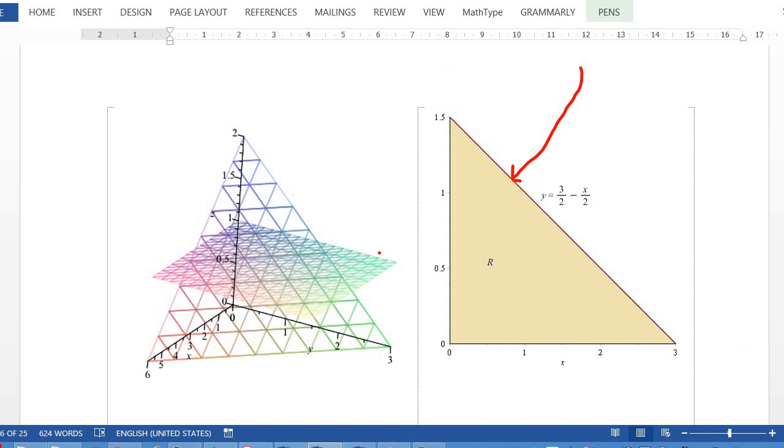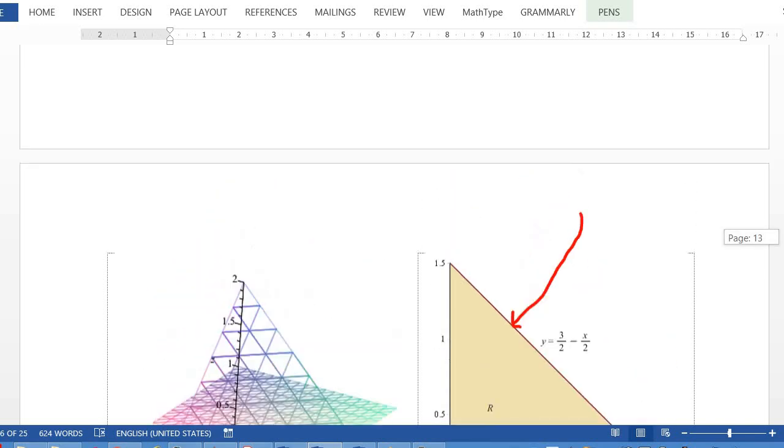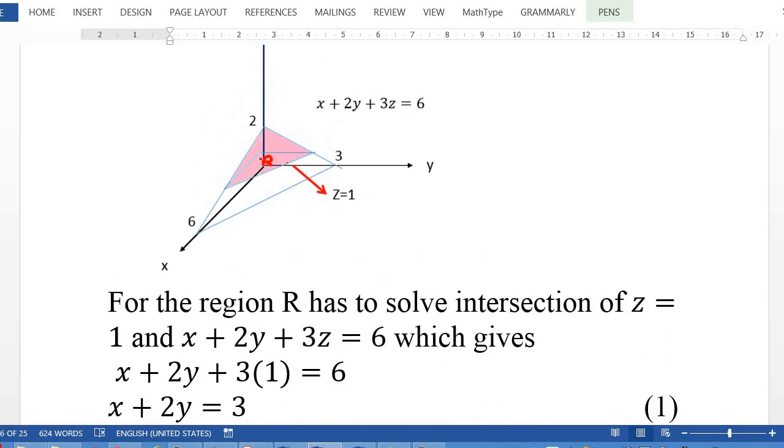So when you solve that tetrahedron bounded by the bottom surface z equal to 1, your region R will be a smaller triangle. This one will be easy to see, a smaller triangle. When we solved just now, this one is 3, and this one is 1.5.